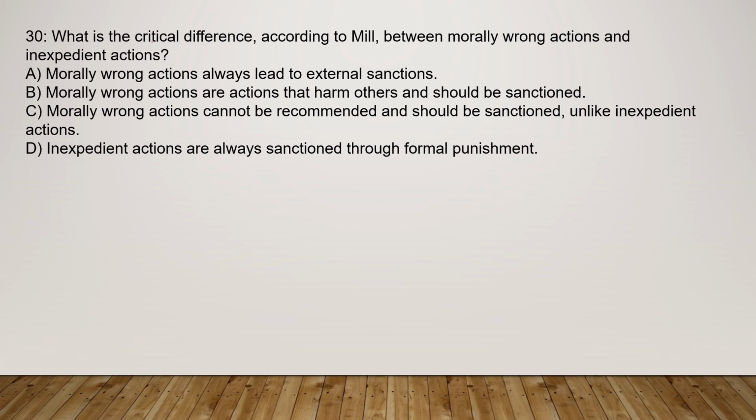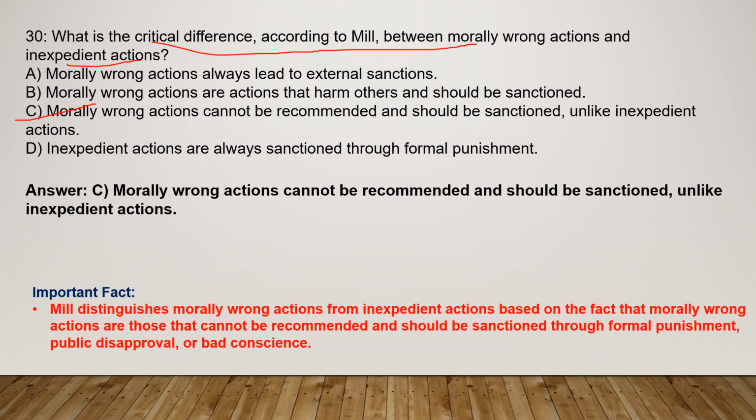What is the critical difference, according to Mill, between morally wrong actions and inexpedient actions? Morally wrong actions cannot be recommended and should be sanctioned, unlike inexpedient actions. Option C is the correct option. Mill distinguishes morally wrong actions from inexpedient actions based on the fact that morally wrong actions are those that cannot be recommended and should be sanctioned through formal punishment, public disapproval, and bad conscience.